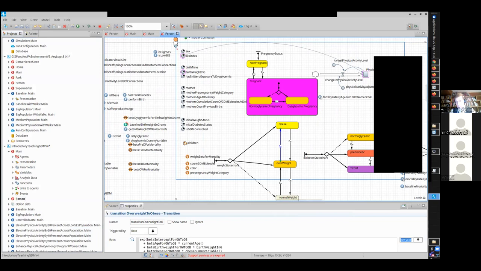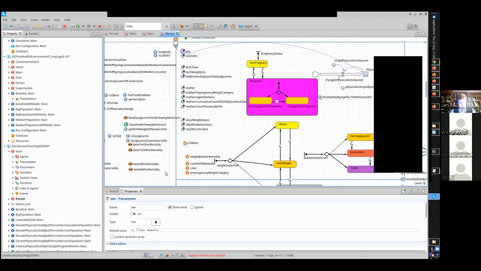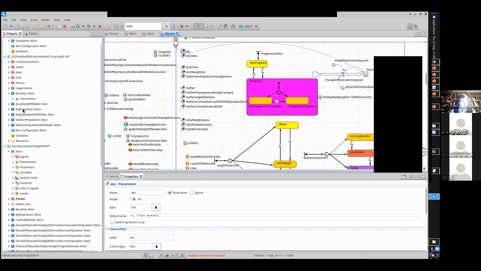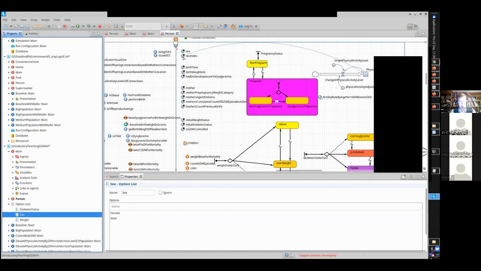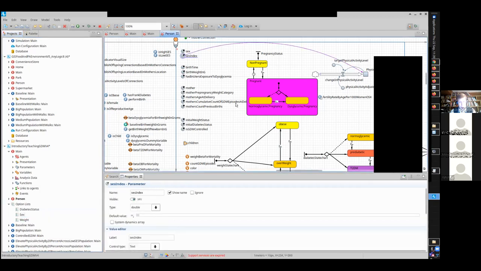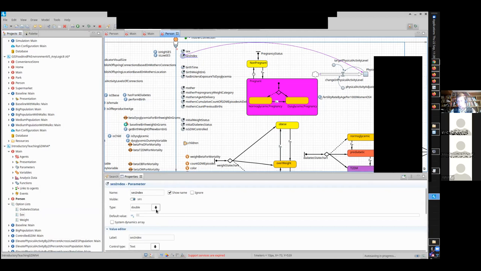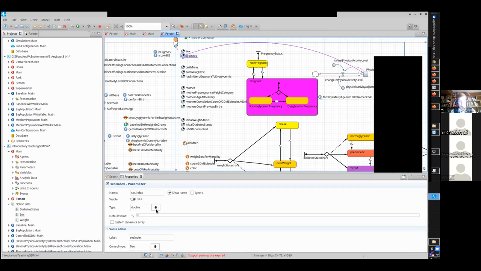And these parameters describe the assumptions to be had about the characteristics of this particular person. It communicates those assumptions to this person from its point of creation as well. So it includes, for example, their sex, and their sex is drawn from a set of possible sexes, which you can find over here, male and female. There's an SES index, which is a double precision value. It's a continuous value conceptually. Might be between 0 and 1, for example.